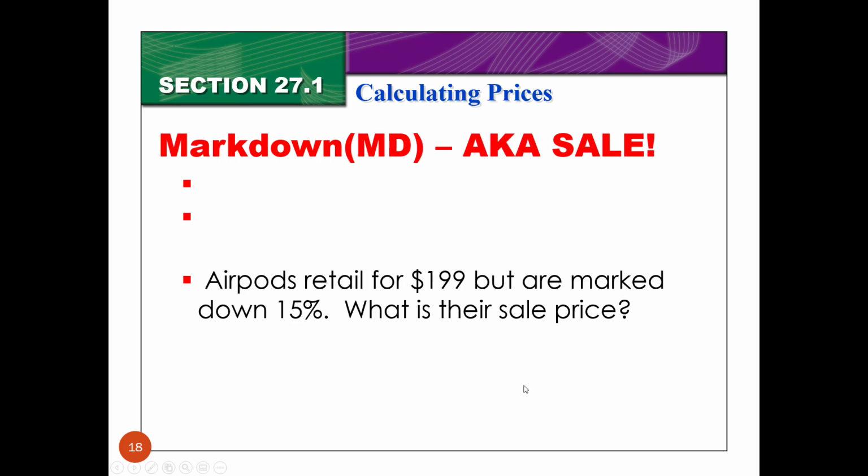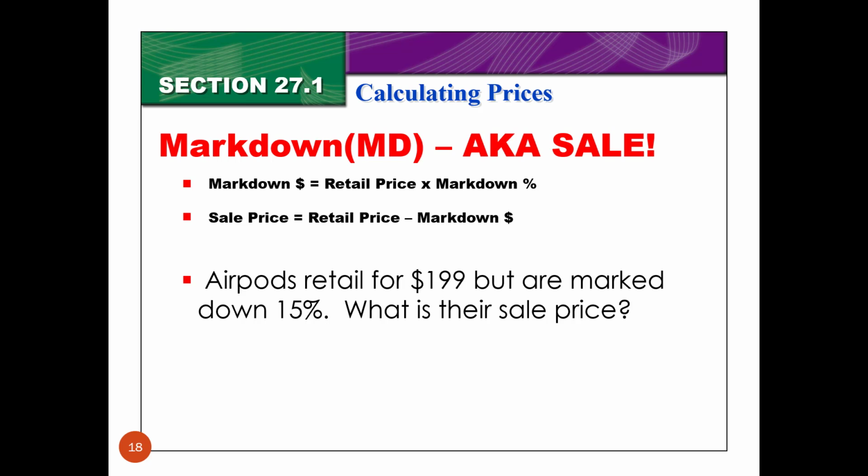Now, a markdown is the opposite. It's when we put items on sale. We're going to mark the price down. There are two steps to figuring out a markdown. The first is to figure out how much money we're actually going to subtract or mark down the item. So usually markdowns are done in percents, and I would take the retail price and I would multiply it by the percent I'm going to mark it down. That will give me the specific dollar amount that I'm going to subtract off my retail price.